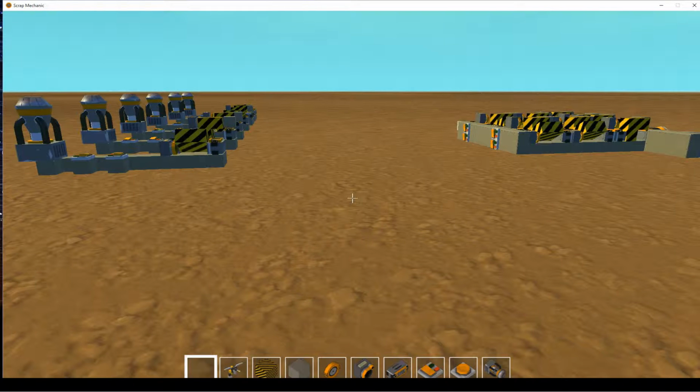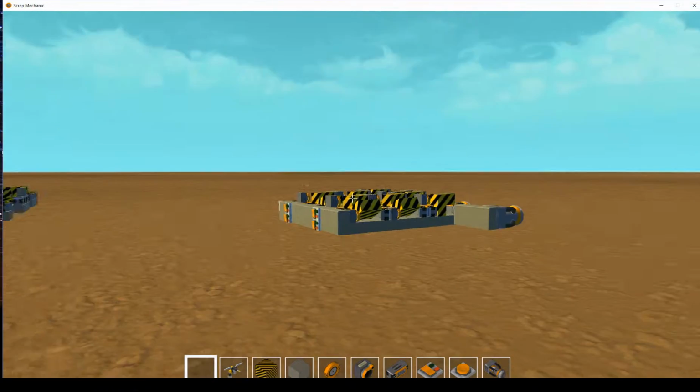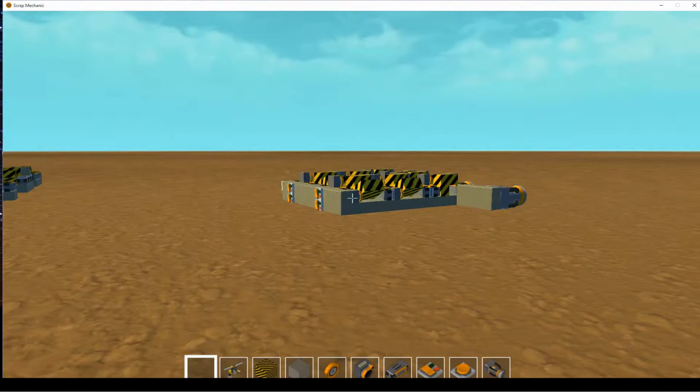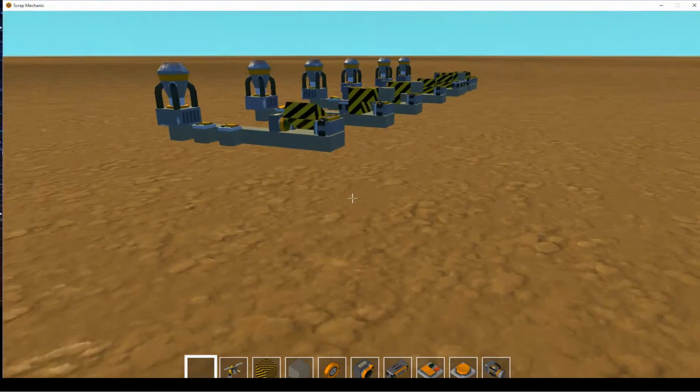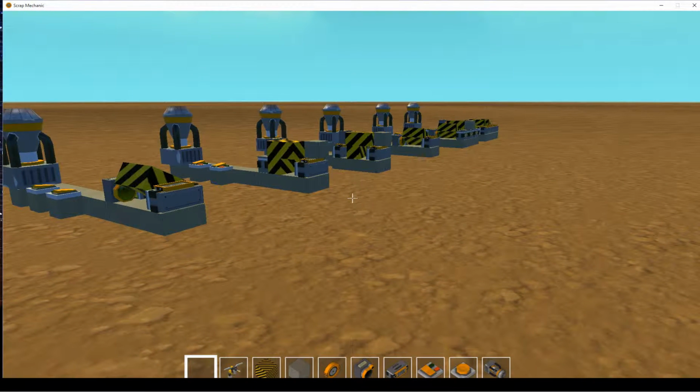Hey guys, this is Eclectician playing Scrap Mechanic, and I have built some logic gates and a little adder over here that uses them. So if you don't know much about logic gates or binary or that sort of stuff, you should probably go brush up on that before you watch this video.